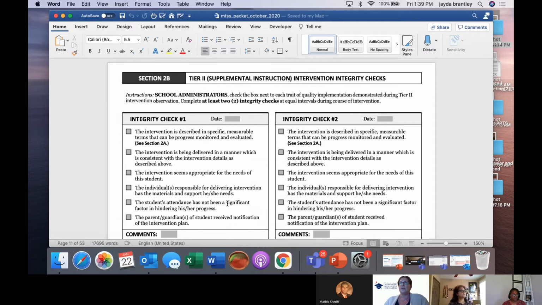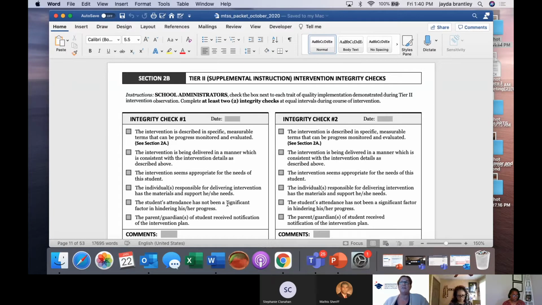All righty, the integrity checks. So the integrity checks are completed twice at pretty much equal intervals, so you may complete one at 4 weeks and maybe one at 8 weeks. But basically, this is to make sure that the intervention is taking place as prescribed for the student. So it's being delivered as prescribed. So we're looking to see that it's being carried out with fidelity.